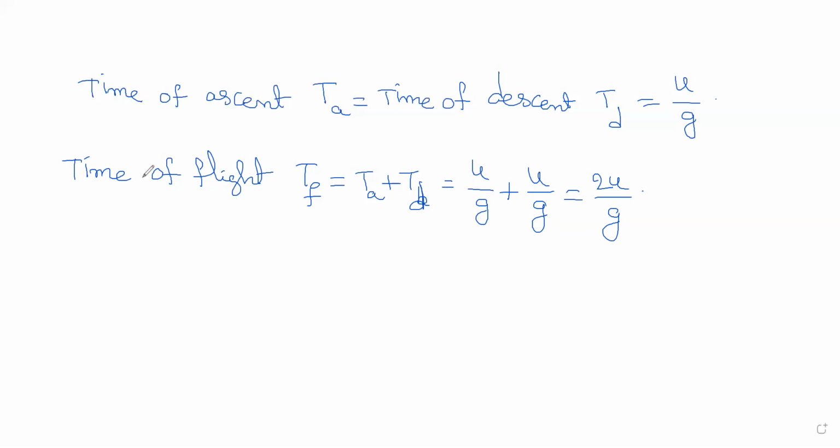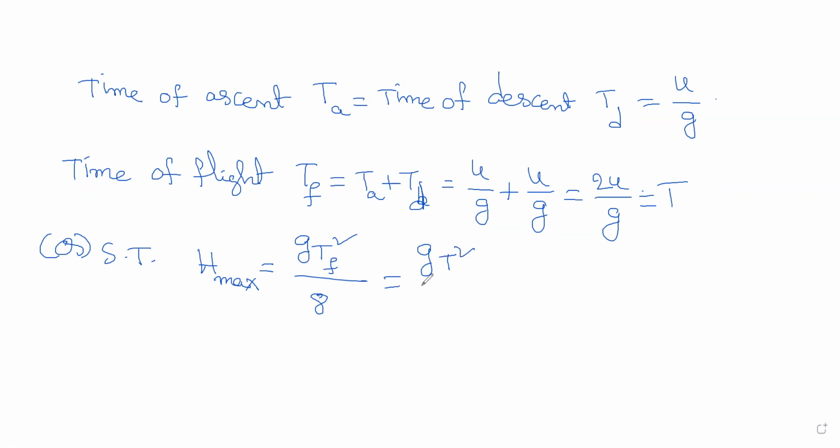Now there is one question. Show that H max is equal to g tf square by 8. You can take tf as t, so sometimes they will give it as g t square by 8. We have to prove this: H max is equal to g t square by 8.